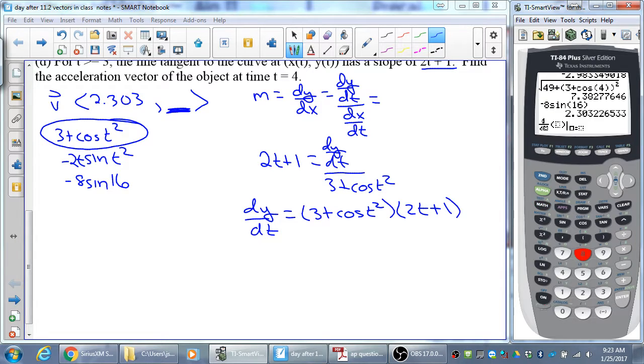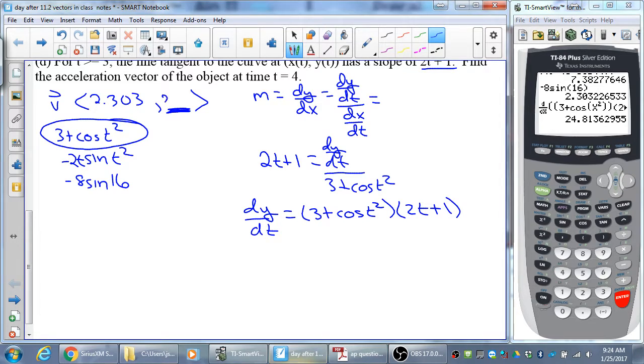Number 8. We're taking the derivative with respect to x, at least on this. And then we have 3 plus cosine of x squared. Oh no, I want that right here. Another parenthesis, and then times 2x plus 1. We're evaluating now at 4.